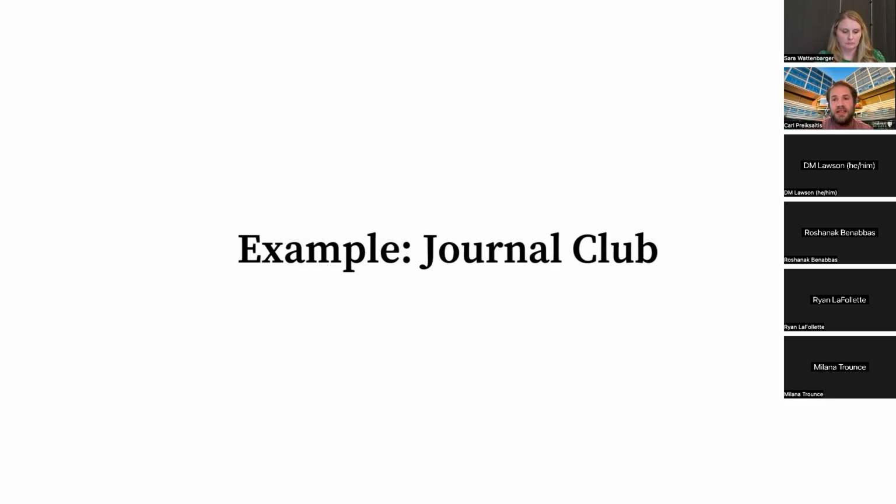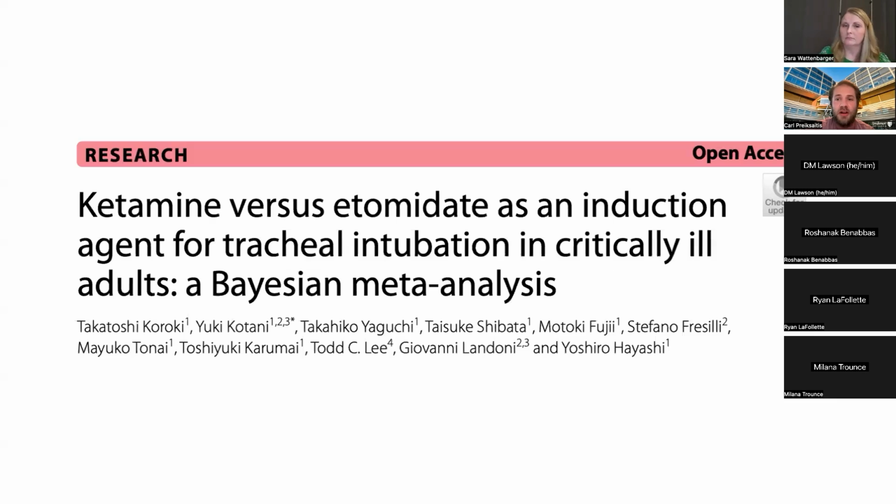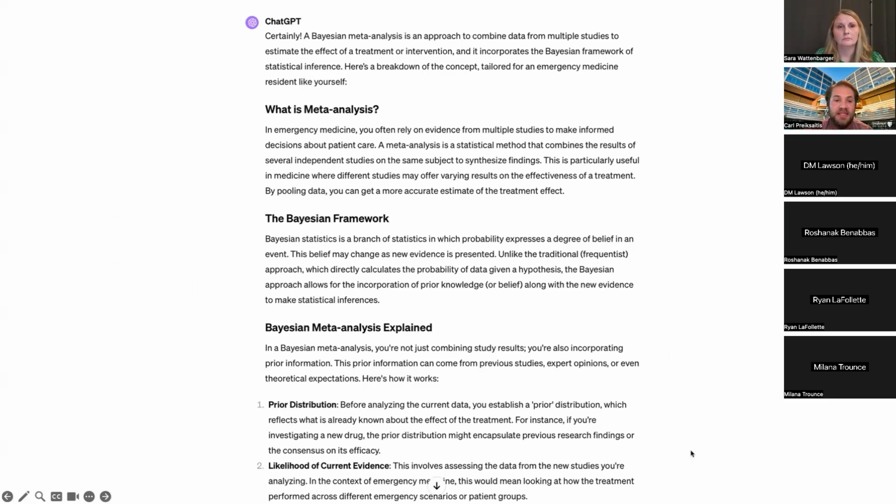The first one is with a journal club. We had an airway journal club not that long ago, and our residents were asked to review an article comparing ketamine versus etomidate, which was a Bayesian meta-analysis. What our residents could do is first use the AI to try to answer their questions about what this Bayesian meta-analysis is and what this methodology is.